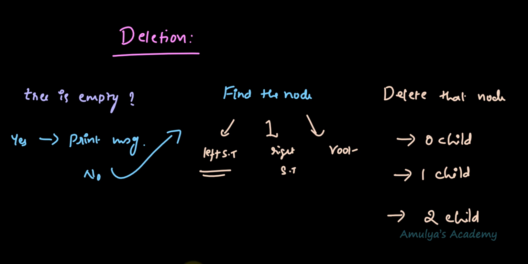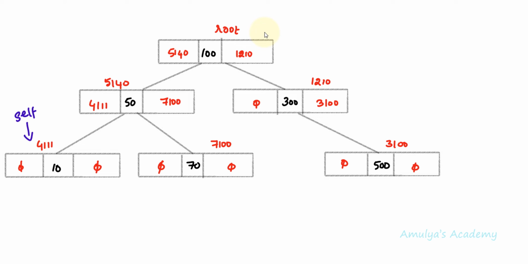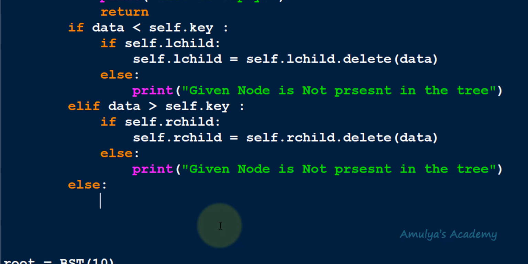Now that means I need to write separate conditions for these 3 cases. Now if I want to delete a node with 0 child, for example this node, this node doesn't contain any child node, right? 0 child. Now if I want to delete that, what we need to do? We just need to delete this node and we need to store None here. And if I want to delete a node with 1 child node, that is, if I want to delete this node, then at that time we need to replace this parent node with its child node. So here I'll write the condition for that.